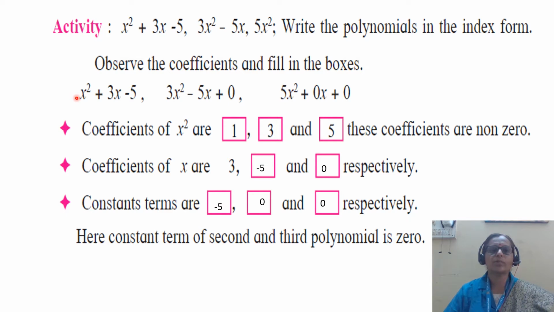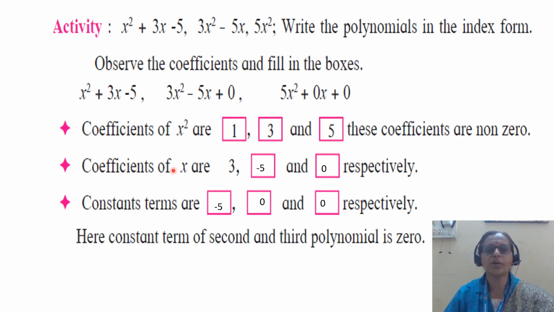Now, x square plus 3x minus 5. 3x square minus 5x plus 0. 5x square plus 0x plus 0. We have written it in descending order of the variable used. Variable used is x in all these three examples. Now, coefficients of square term in all three examples. In first example, coefficient of square term is 1. In second example, it is 3. And in third example, it is 5, which is non-zero.